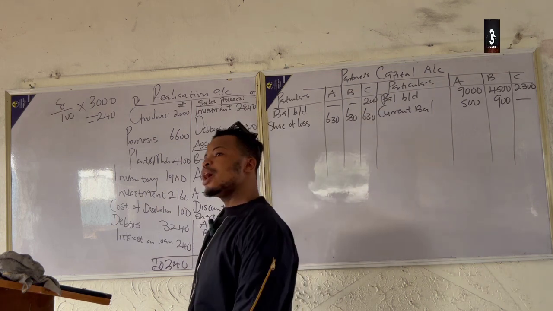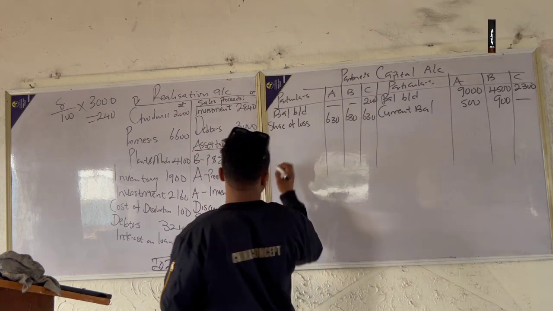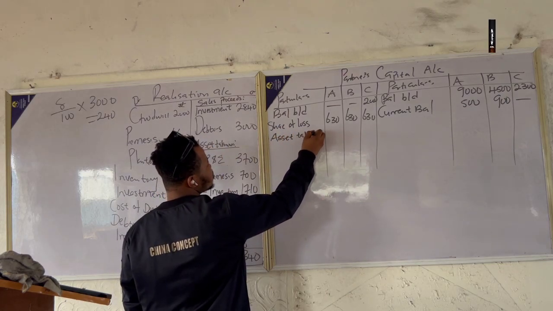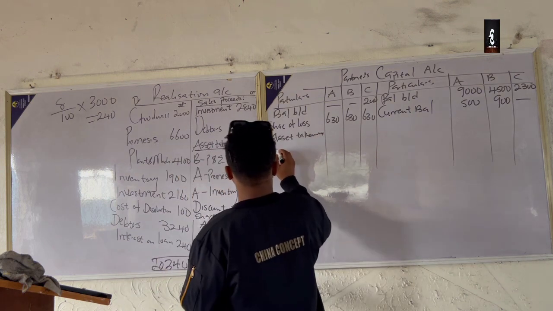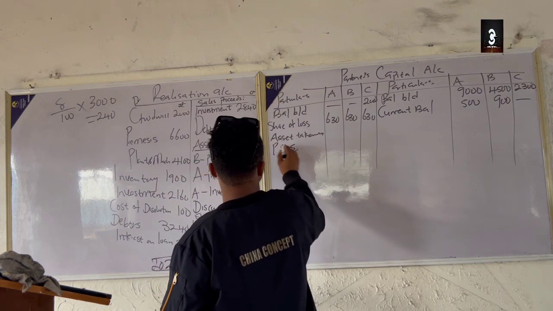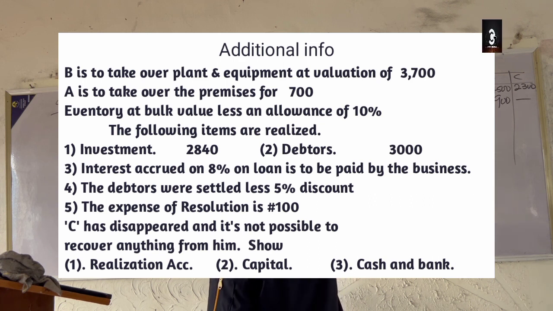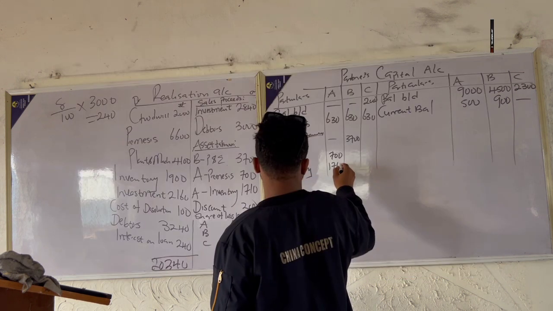Now the next thing here is, did anybody take over assets? Remember on our format, assets taken over. From the question, it told us that plant and equipment, B took it over at a valuation of 3,700. A took over premises at a valuation of 700. The same A took over inventory at a valuation of 1,710.